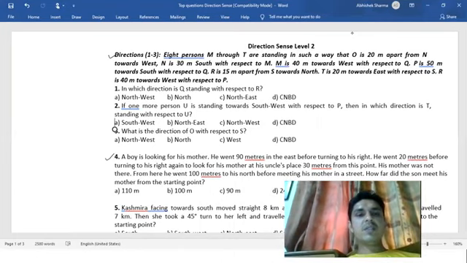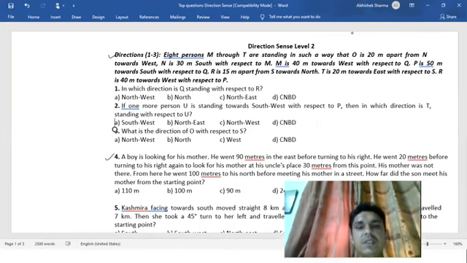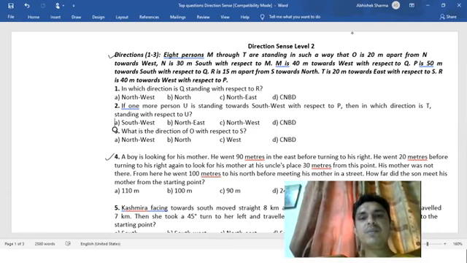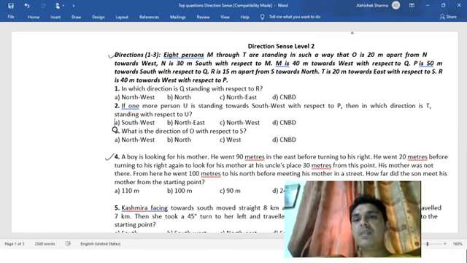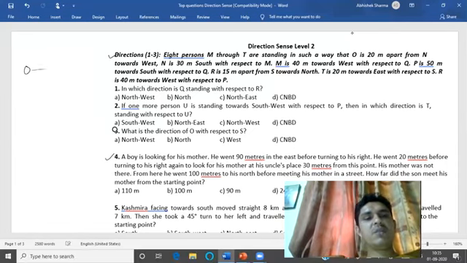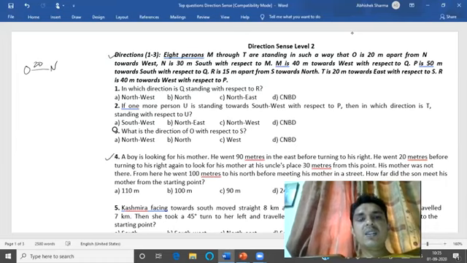My first question, 1 to 3, is: 8 persons M through T are standing in such a way that O is 20-meter apart from N toward west. That means this can be the situation. Thereafter N is 30 meter south with respect to M. So N is 30 meter towards south with respect to M. This can be the situation.